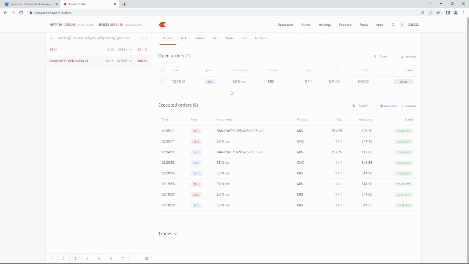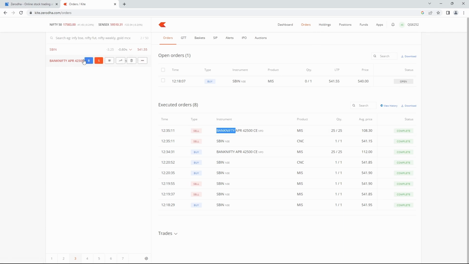In the order section, you will be able to see all the orders we have placed so far. And over here, you will see the timing, the instrument name, the price, the quantity, and the order status mentioned.